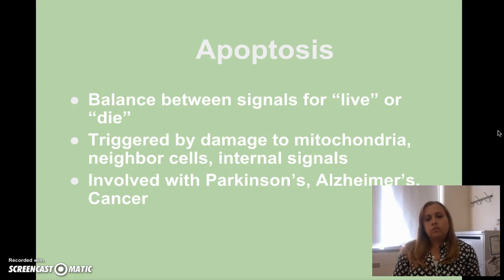This is going to be a balance between signals for live or die. It can be triggered by damage to mitochondria. Signals can be received from neighboring cells, or you can have internal signals within the cell that trigger this programmed cell death. It's involved in several different diseases, things like Parkinson's, Alzheimer's, and cancer.